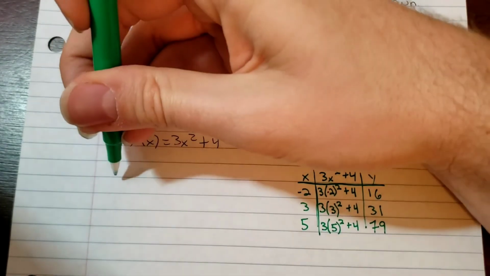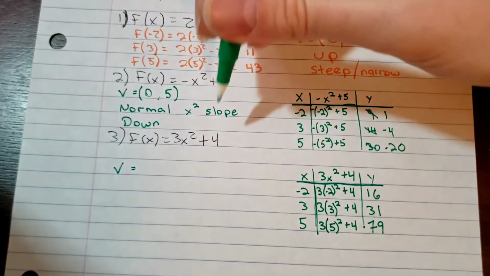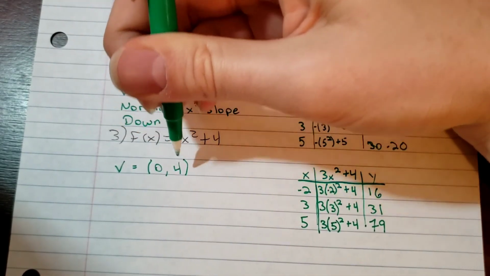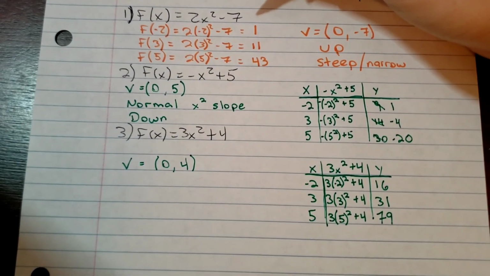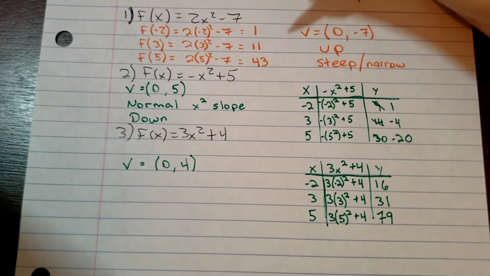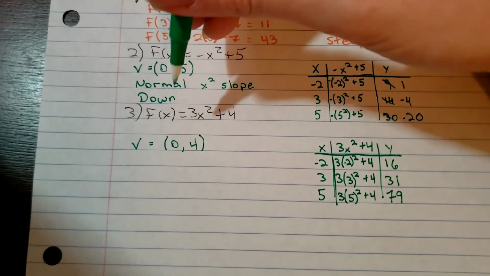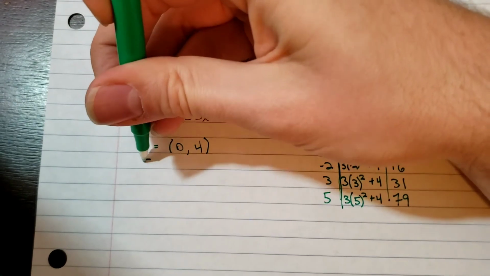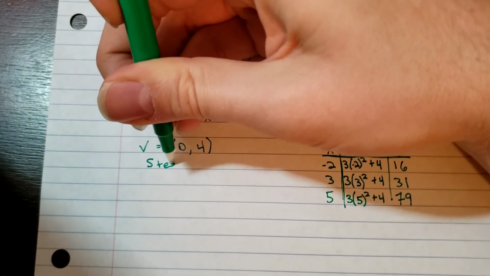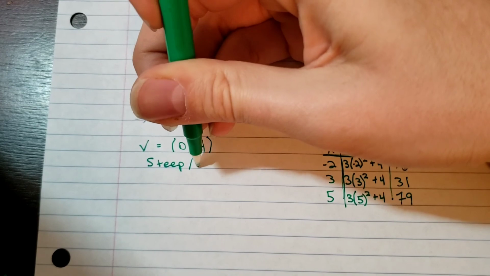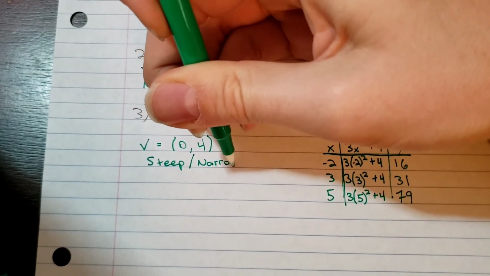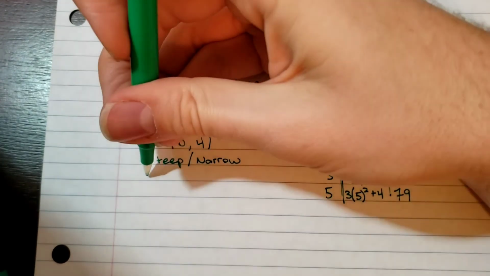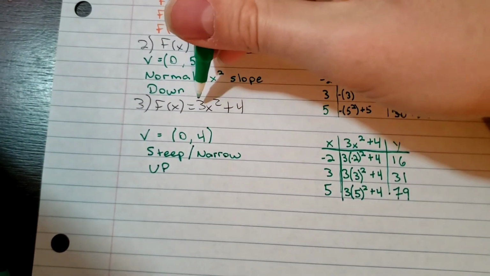So, what's my vertex? (0, 4). And is it steep or narrow? It's steep, right? We've got a coefficient of 3, so it is steep. Steep, which is narrow. The other one would be flat and wide. And it opens up. It is a positive coefficient.